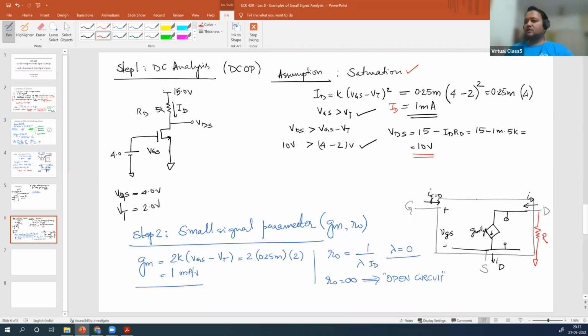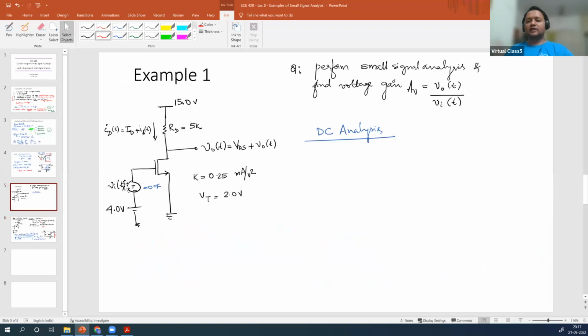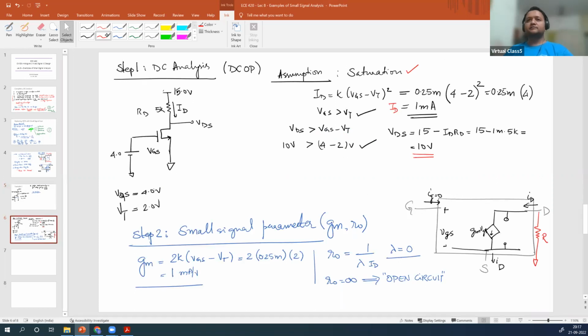Right? Now this is your drain side. What happens on the gate side? On the gate side, if you remember, there is an input source, DC input source. That will come on the drain side. Gate side, sorry. Small signal Vi of t. This is source. Now what is pending? Pending is the output V naught of t. Right? Now this forms your small signal equation.